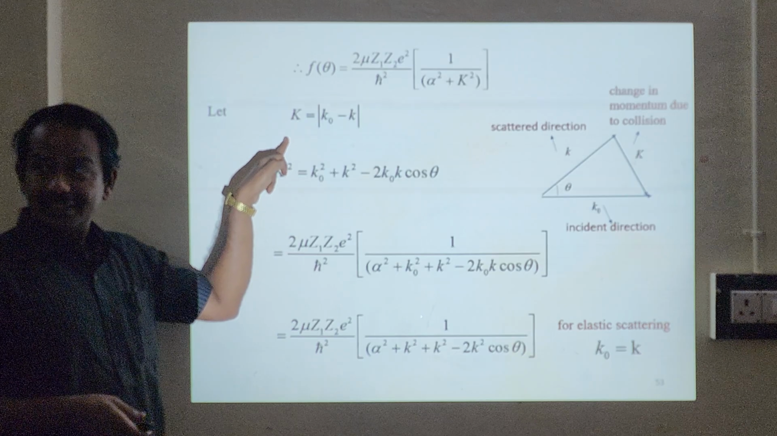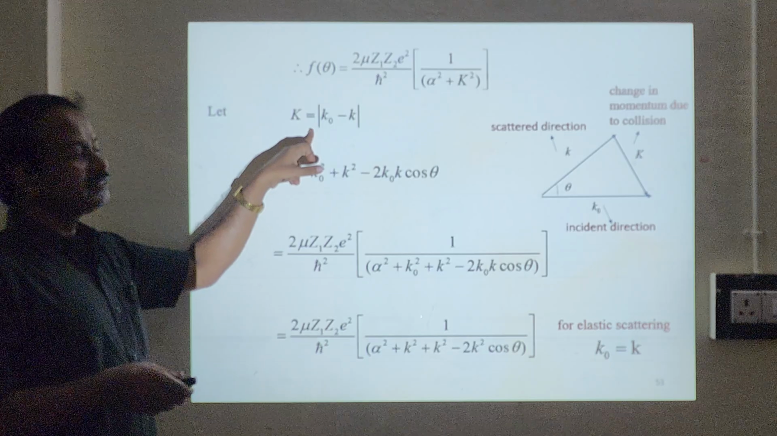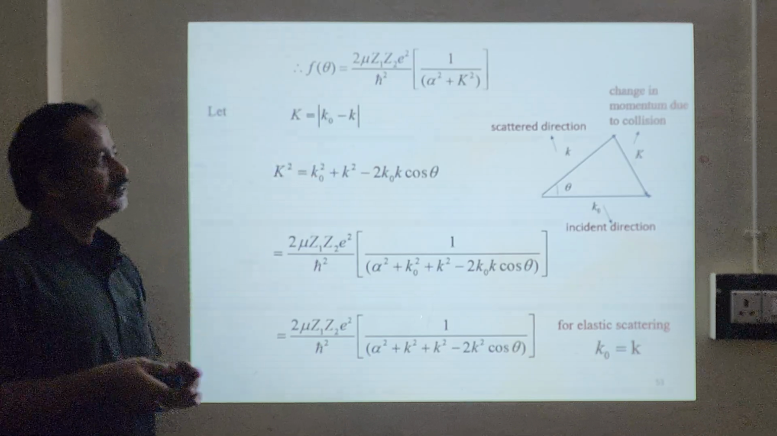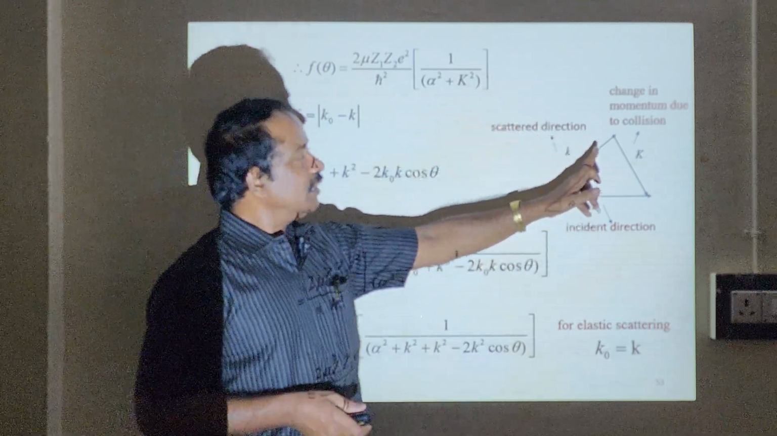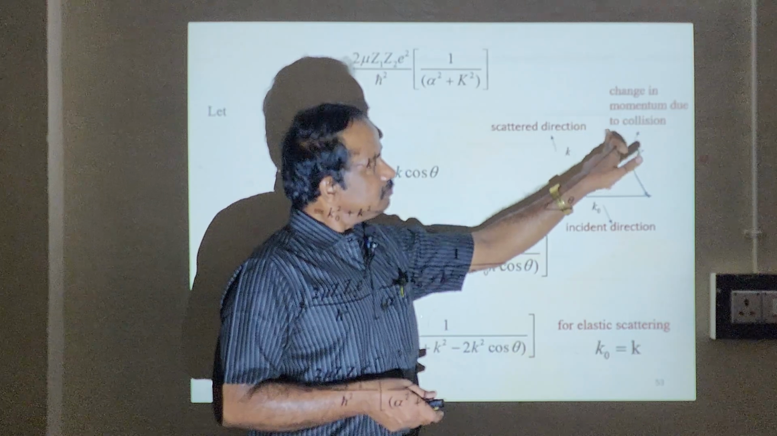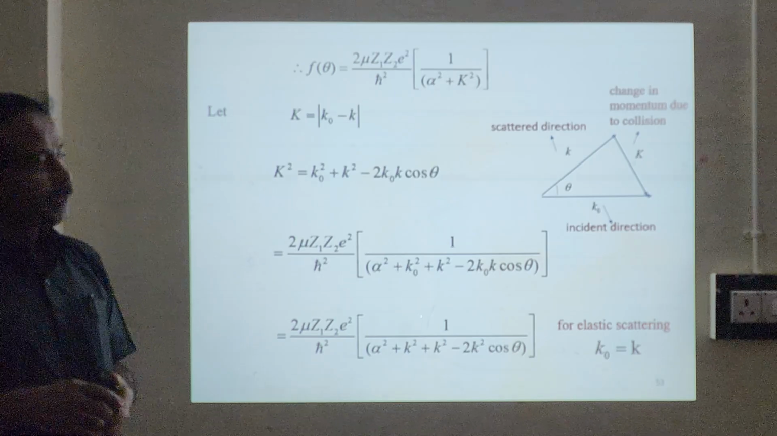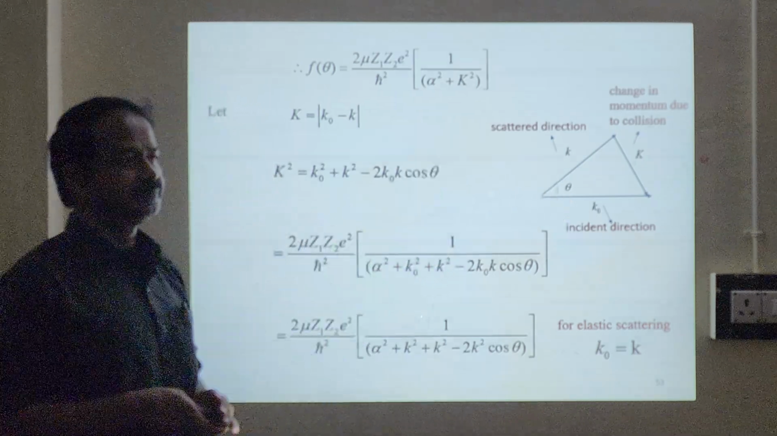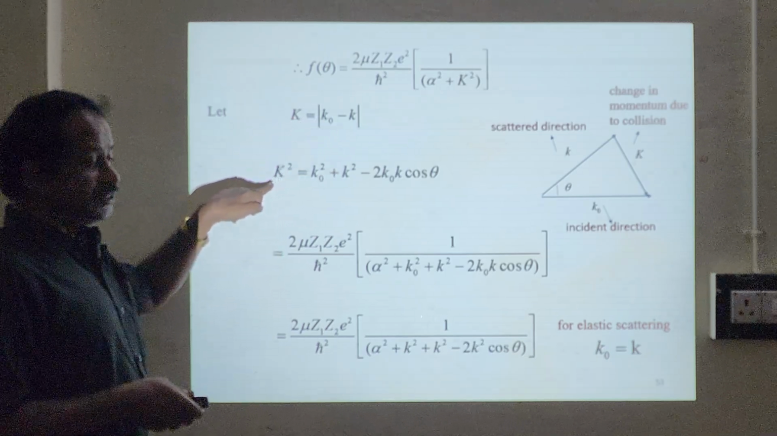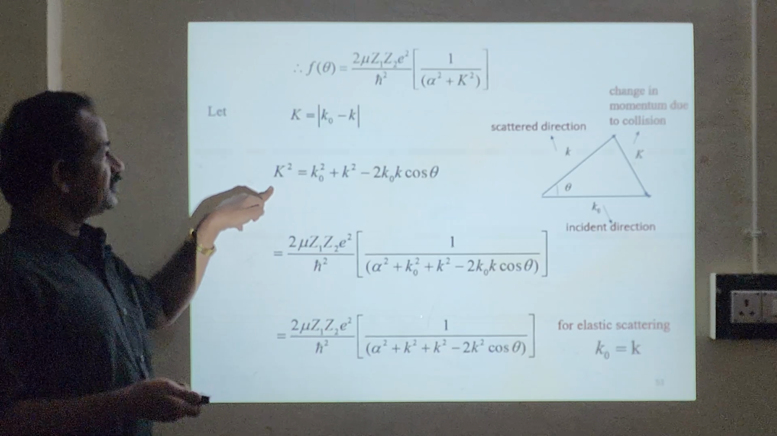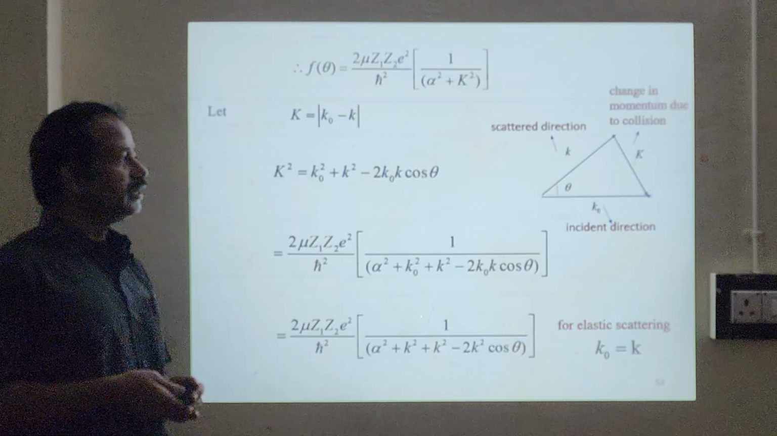So as I said, k is the relative wave vector, which is given as k naught minus k. Here k naught is the incident direction, k is the scattered direction, and the difference between these two is given by the change in momentum due to collision, which is given by capital K. So the angle between these is nothing but theta. Okay, so K equals k naught minus k, written in vector notation. So K squared equals k naught squared plus k squared minus 2 k naught k cos theta.